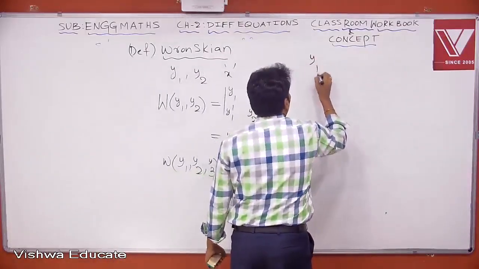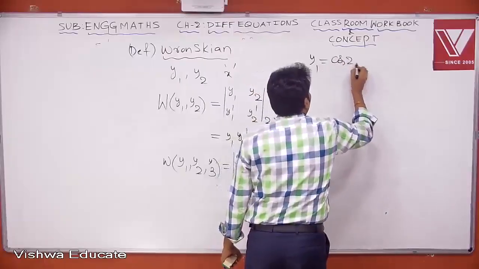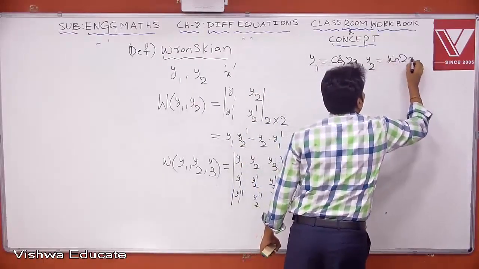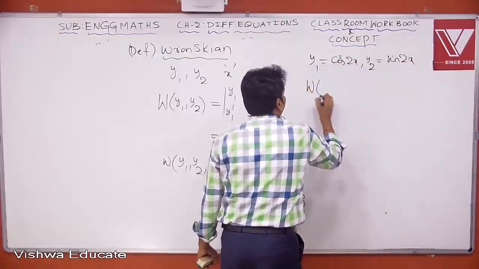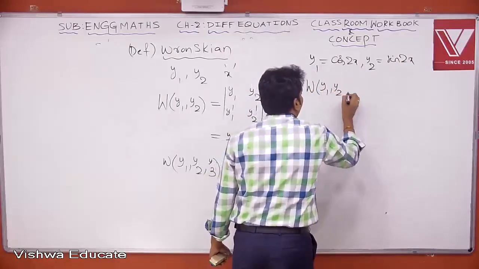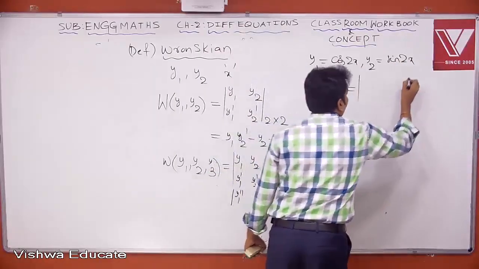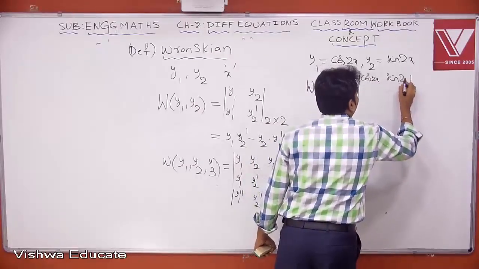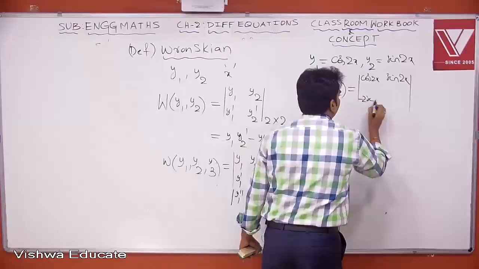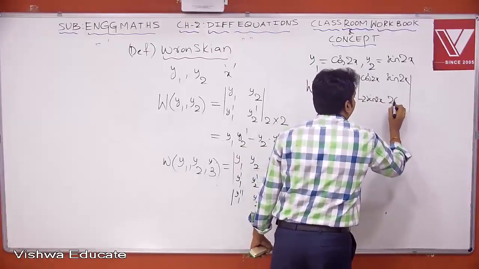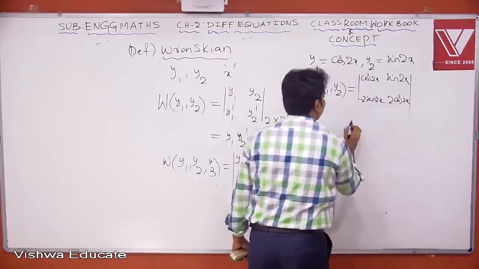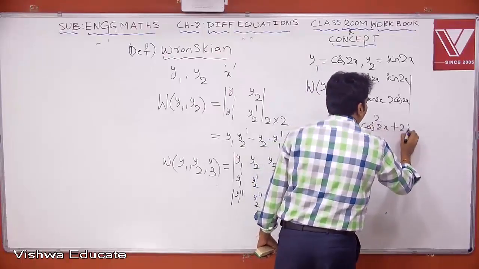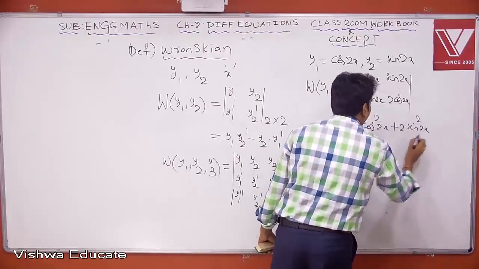Suppose y1 equal to cos 2x, y2 equal to sin 2x. Now let us find the Wronskian of these two. W of y1 comma y2 equal to 2 by 2 determinant. This is cos 2x, sin 2x; derivative minus 2 sin 2x, and its derivative is 2 cos 2x. Therefore, this is 2 cos square 2x plus 2 sin square 2x.